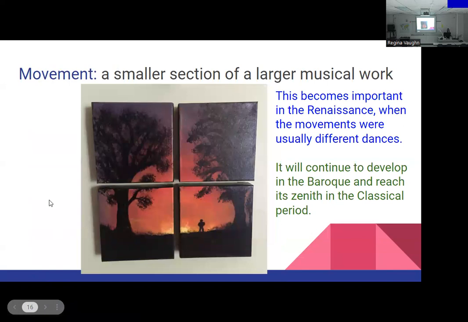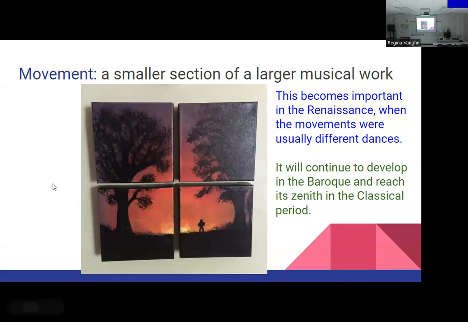A movement is a smaller section of a larger work. If you look at the picture that I have here, it has four pieces, but you put it all together and you get the full picture. This is like an individual movement.